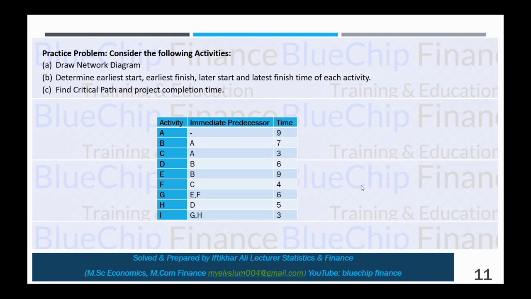So here I just give one question for you: draw this network diagram by yourself and determine the earliest start, earliest finish, latest start and latest finish time of each activity, using the forward pass and backward pass, and find the critical path.